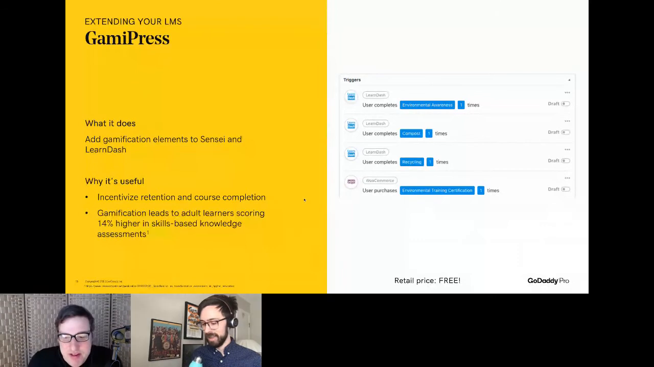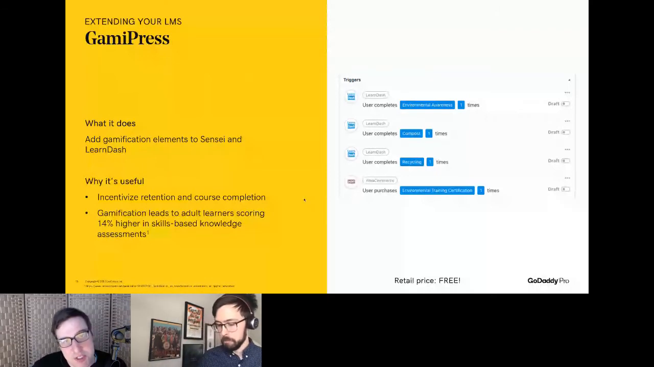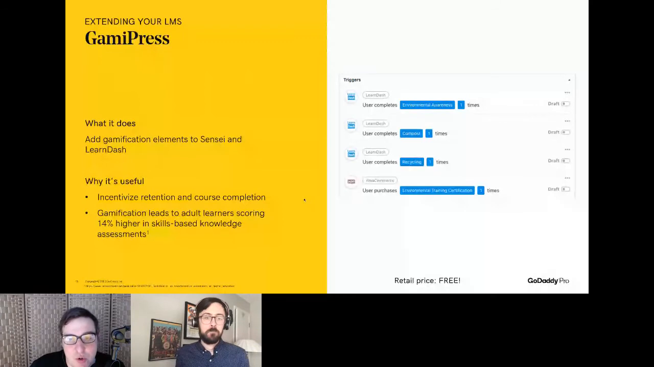Yeah. So Gamipress, there's a lot of one, it is free to use on your site. Two, as Nick said, beyond just adding the gamification elements to your lessons, which is great, you can also extend it and use gamification around the rest of your site as well. So you can use it to incentivize people to make purchases at your store, to recommend your courses, to share your courses or your other products.